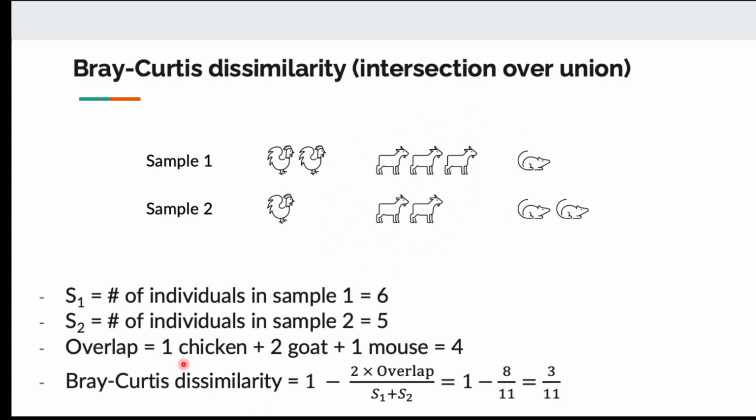So the Bray-Curtis dissimilarity in this case would be 1 minus 2 times the overlap, the intersection, divided by the number of animals in both groups. So in this case, it's going to be 3 over 11. This is very simple because when you have the taxonomic classification, let's say you change chicken to E. coli, you have 2 reads mapped to E. coli in sample 1 and 1 read mapped to E. coli in sample 2. You're going to count 1 read from E. coli as the intersection, as the overlap. And the first sample is going to have another read for E. coli being unique to sample 1.